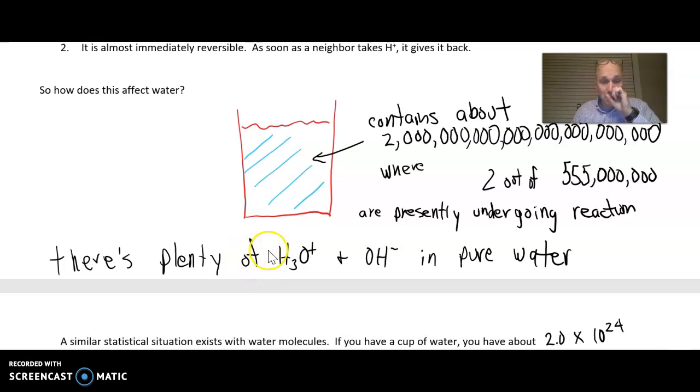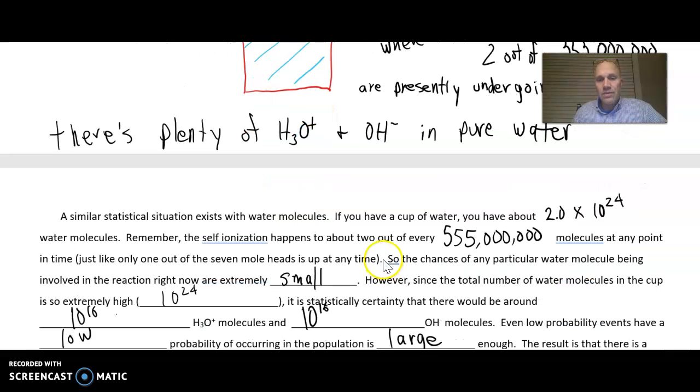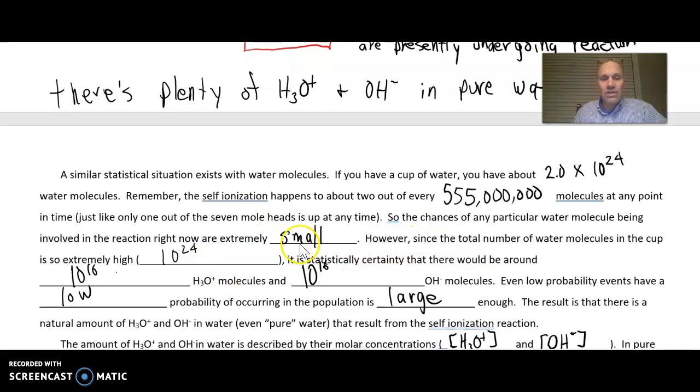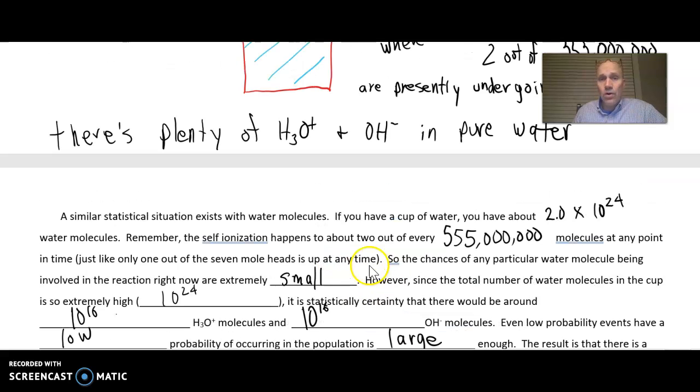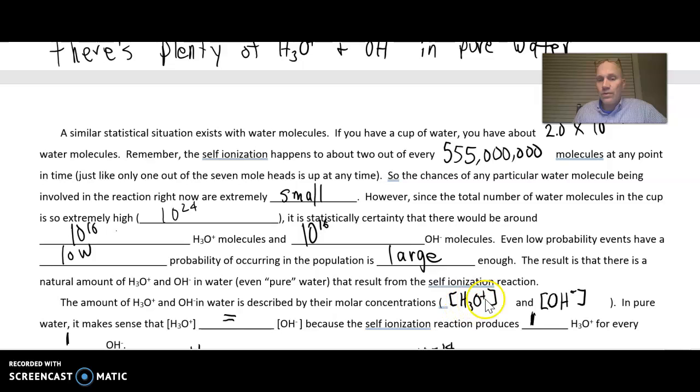So what this means is that in that cup of water, there is still plenty of H3O plus and OH minus, even though over 99.9% of the molecules in this are H2O. You still have a statistical amount of this in that water. This paragraph right here just sums up what I just showed in that graphic, demonstrating that in that water, you're going to have some of those chemical species.